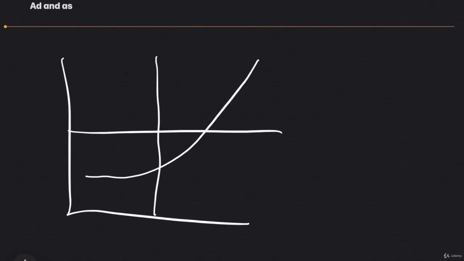And we're going to call these, the vertical one is long run aggregate supply. The steep one, we're going to call it short run aggregate supply. And the flat one is going to be very short run aggregate supply. Okay, so very short run.